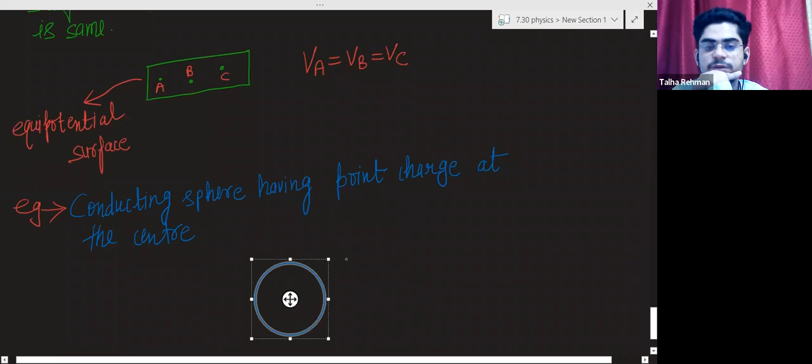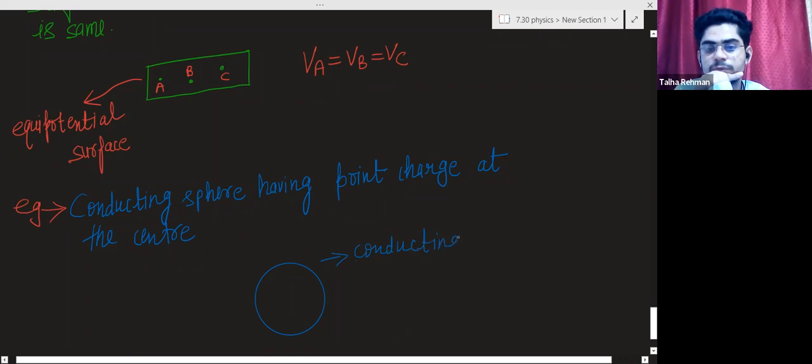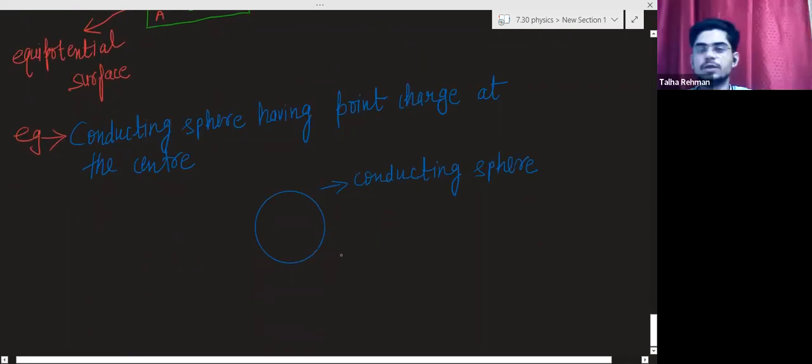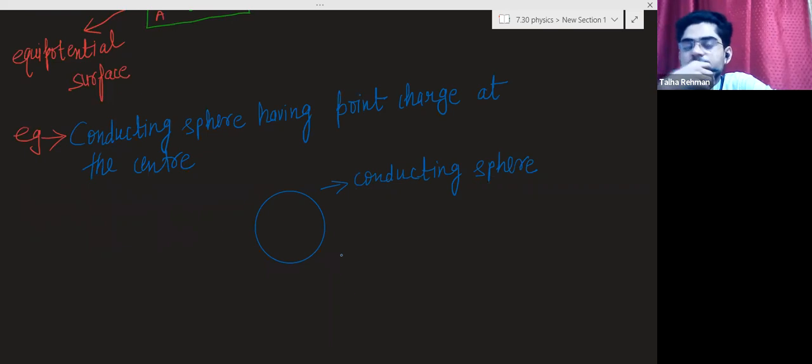This is the sphere and this is a conducting sphere. What do you mean by conducting sphere, Harsh? Sir, a sphere which conducts electricity. Fine. So there is another property of a conducting sphere.